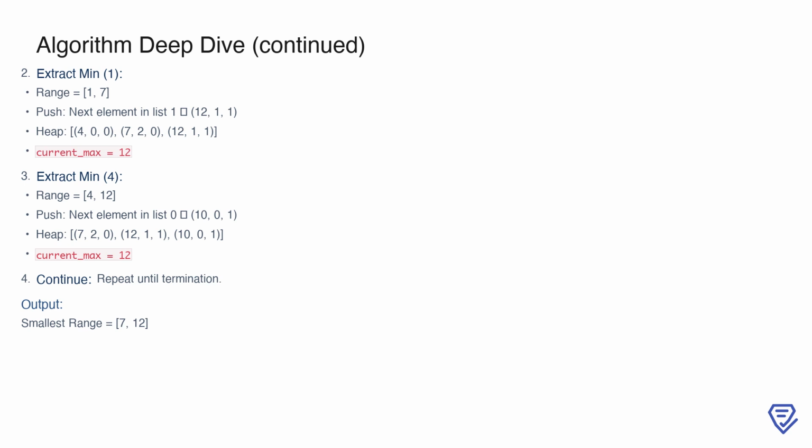The next element from list 0, which is 10, is pushed into the heap, resulting in (7, 2, 0), (12, 1, 1), (10, 0, 1). This process continues until we exhaust one of the lists. In this example, the smallest range that covers at least one element from each list is [7, 12].